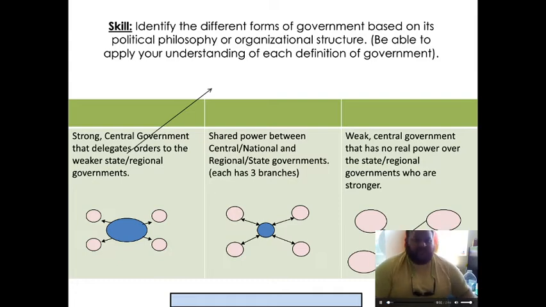All right, so now we're on to 3.2. When you identify the different forms of government based on its political philosophy or organizational structure, you'll be able to apply your understanding to each definition of government. When we say weaker state, we mean gives out. So you need to be able to describe what types of forms of government. Don't get this confused with systems. These are forms of government. What types of forms of government are we looking at?